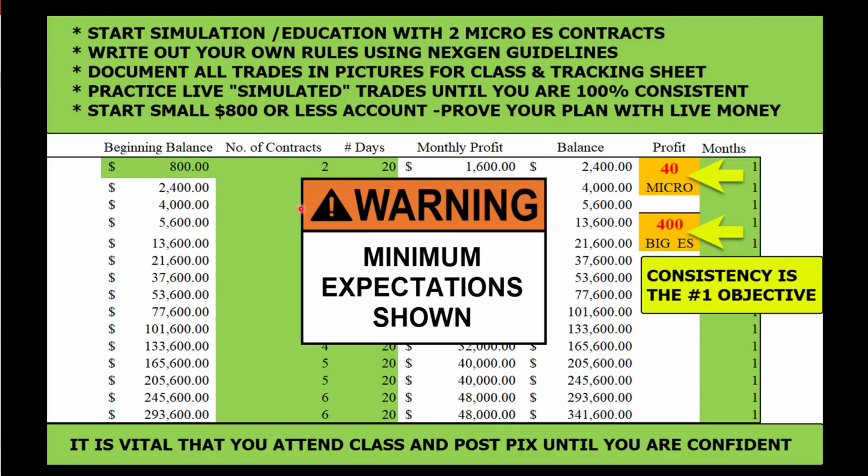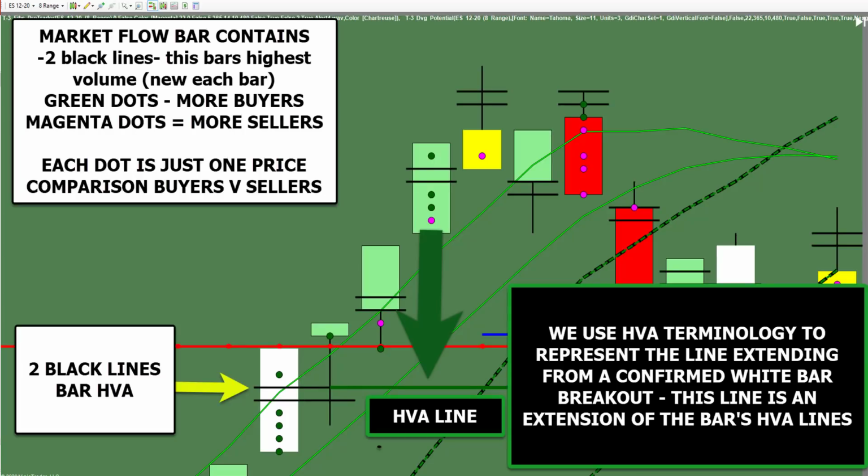Again, I want to give a warning. This is a continuation of exceeding, and really exceeding, minimum expectations to make $400 per contract per day. Again, keep in mind, we want you to make a minimum of $400 a day, but we want you to have the opportunity to get way above that. So we're going to talk about the market flow.